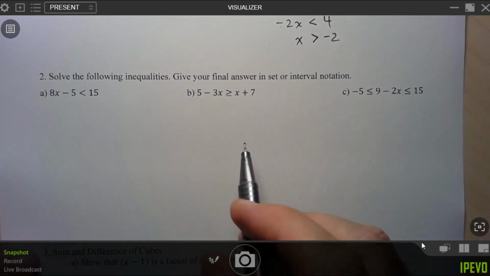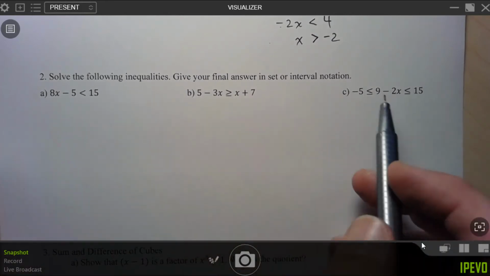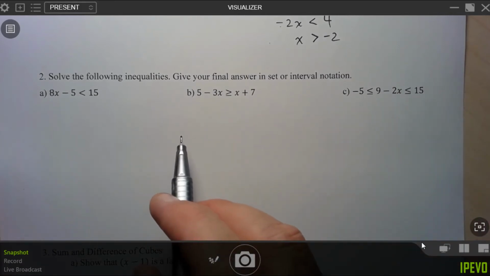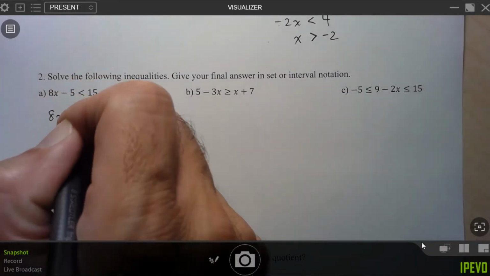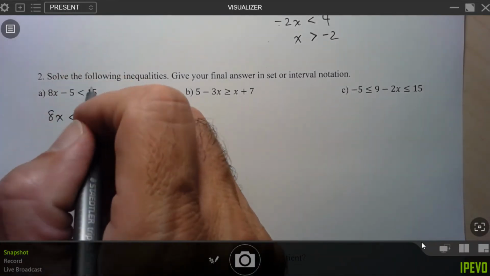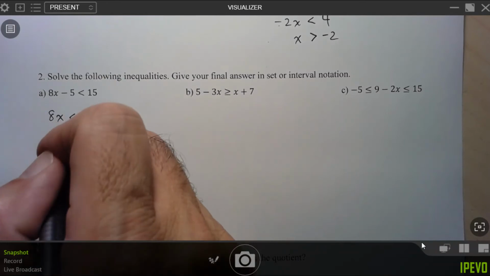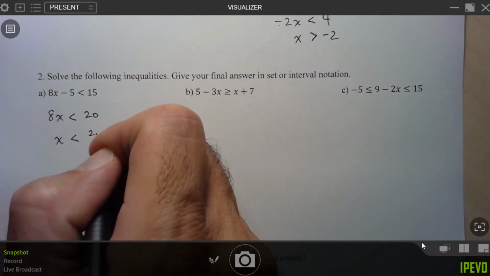Okay, so we're back. So I'm just going to quickly go through these here. I got a little something to say on that last one. So here I'm just going to solve with what I had by opposite operations. So here 15 plus 5 is 20. So x is less than 20 over 8.